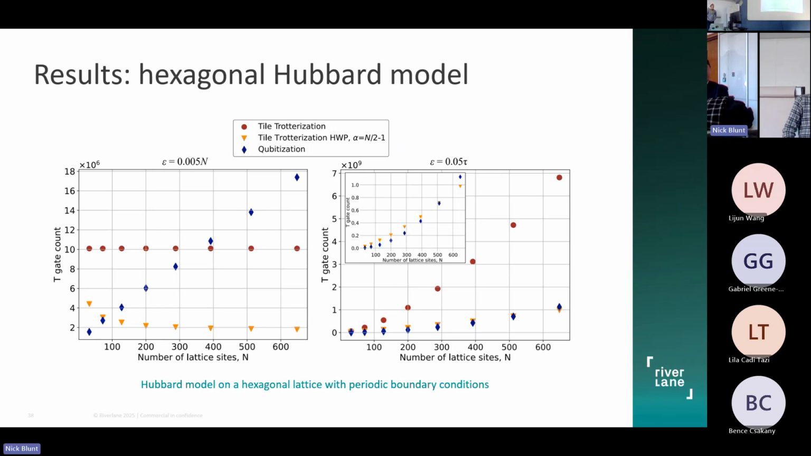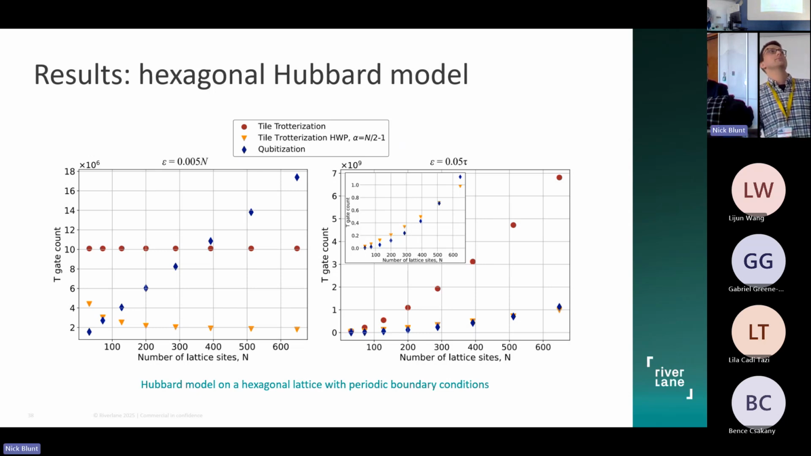Okay, so to finally show some results, these are for the hexagonal lattice Hubbard model, looking at 3 different approaches. Qubitization is in blue, red is tile trotterization without Hamming weight phasing, and yellow is with Hamming weight phasing using n over 2 minus 1 ancillas. So we were talking earlier about if you have n rotations, you can split this into two.